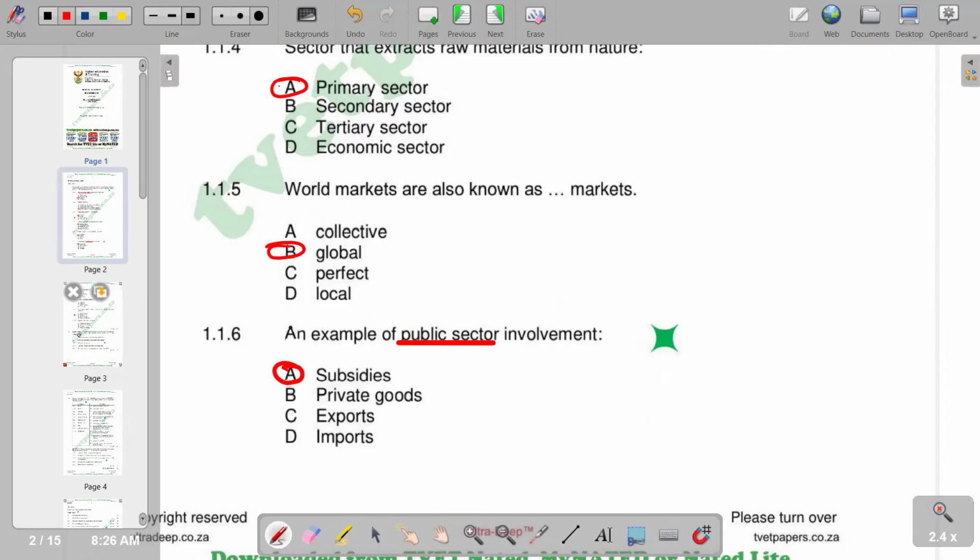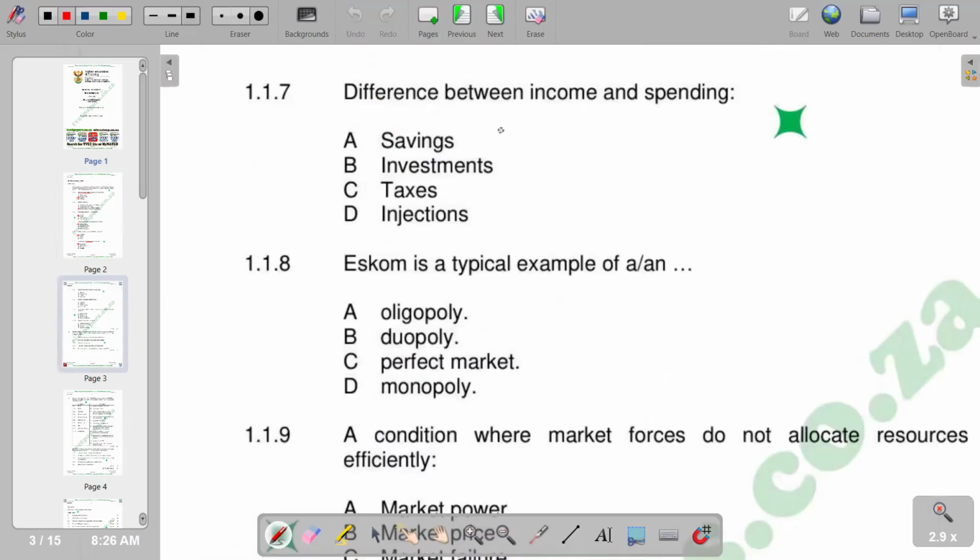And moving on to number 7, difference between income and spending. Remember, all the income that is earned is either spent or saved. So when we say difference between income and spending, we are saying the answer that we get is savings. Because if you say savings plus spending, you get your income. So we have savings, A.